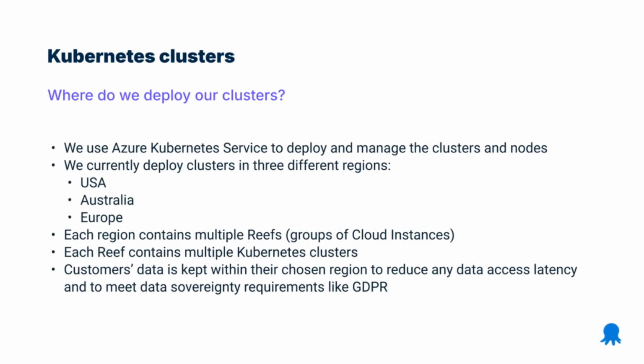Then we move on to the clusters themselves, the Kubernetes clusters. Again, we rely on Azure Kubernetes Service to deploy and manage the clusters and nodes for us. We currently deploy clusters in 3 different regions. We have clusters in the US, Australia, and Europe. Each region that we deploy to contains multiple reefs. We just use the term reef to refer to a group of cloud instances. Each reef contains multiple Kubernetes clusters, and we make sure that we keep the customer data within their chosen region to reduce any data access latency, and to make sure that we're meeting the data sovereignty requirements for things like GDPR.